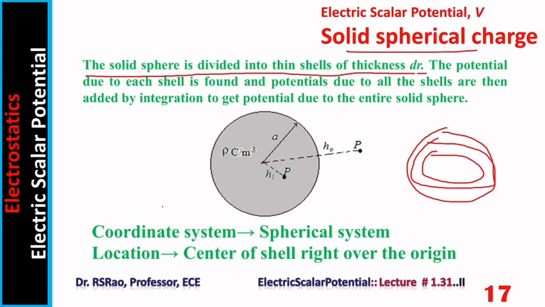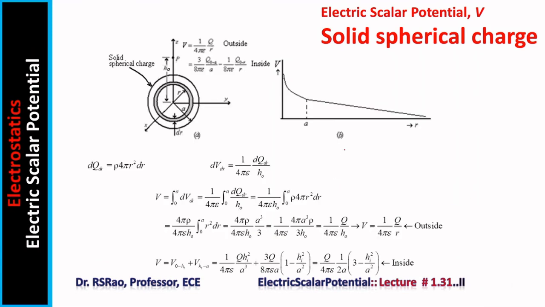This is the idea. The coordinate system used is the spherical system because it is a sphere. We locate the center of the sphere right over the origin, with the field point lying on the z-axis. Here also we consider two situations. In one situation, the field point is outside at a distance of h naught. In another situation, the field point is inside at a distance of hi. The actual scenario can be seen here. Here, the field point is outside.